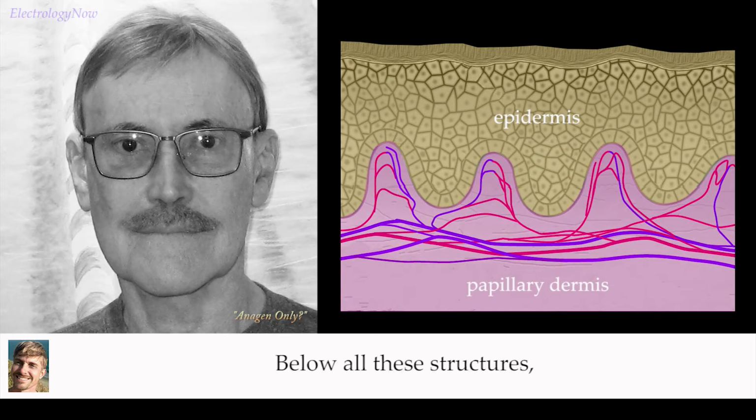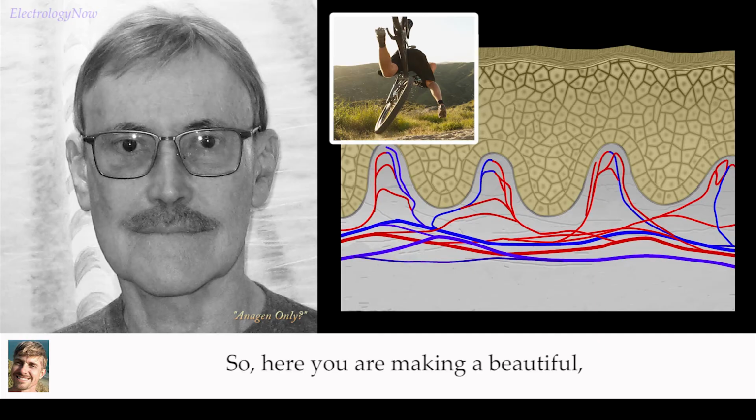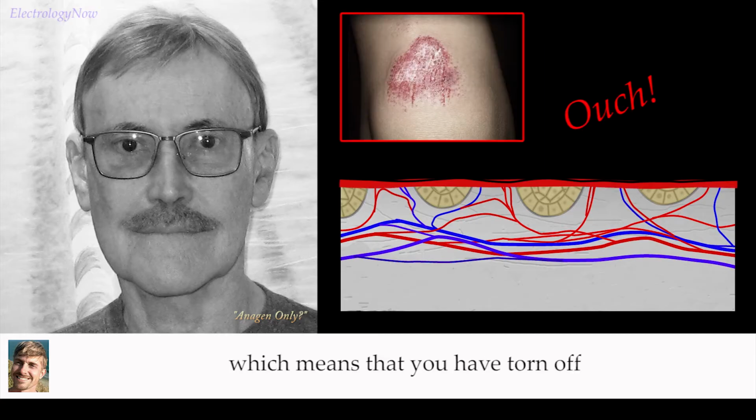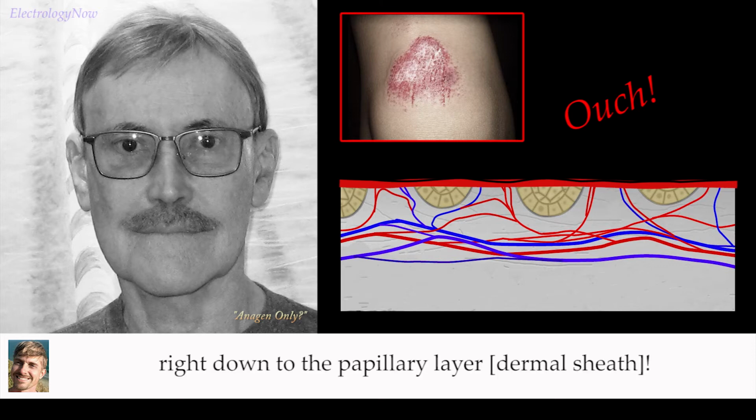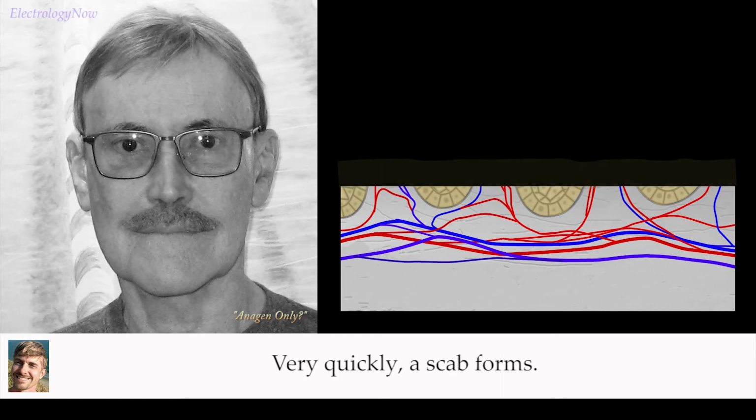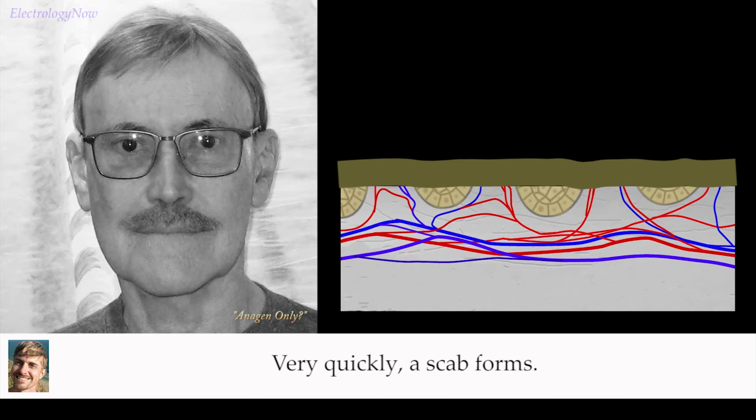Below all these structures is the papillary dermis. This upper layer of the dermis is rich in blood vessels, essential cells, and other components. The connective tissue sheath is part of the papillary dermis. So, here you are making a beautiful, graceful 4-point landing from your bike. Your knees are bloody, which means that you have torn off a good portion of the epidermis right down to the papillary layer. Very quickly, a scab forms.